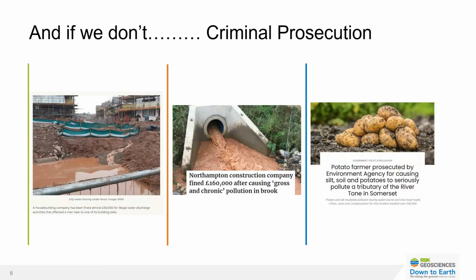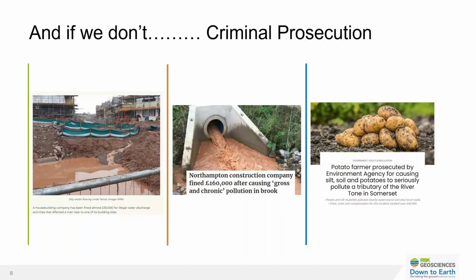So what if we don't obtain a permit to discharge? Well, ultimately, one of the worst case scenarios is that it could result in criminal prosecution. So on screen are a couple of variable monetary penalties that have been issued to companies where it was determined that there was evidence of negligence or mismanagement and a negative environmental impact as a result.